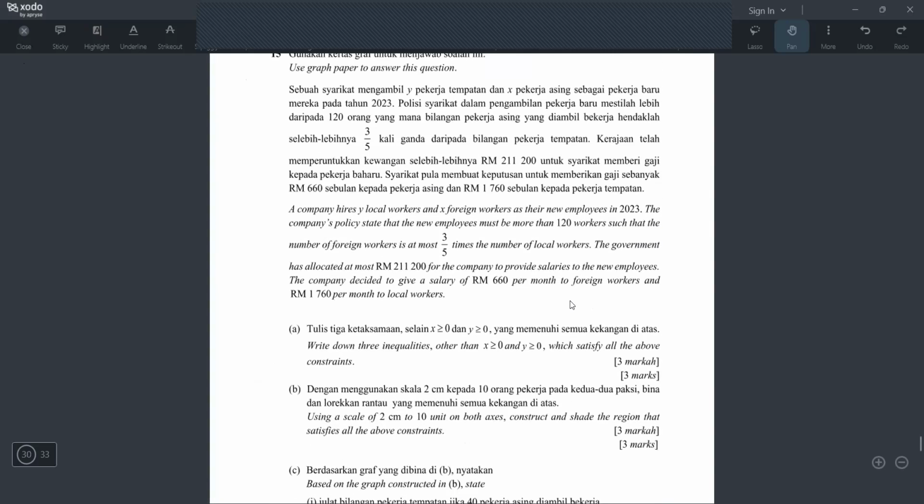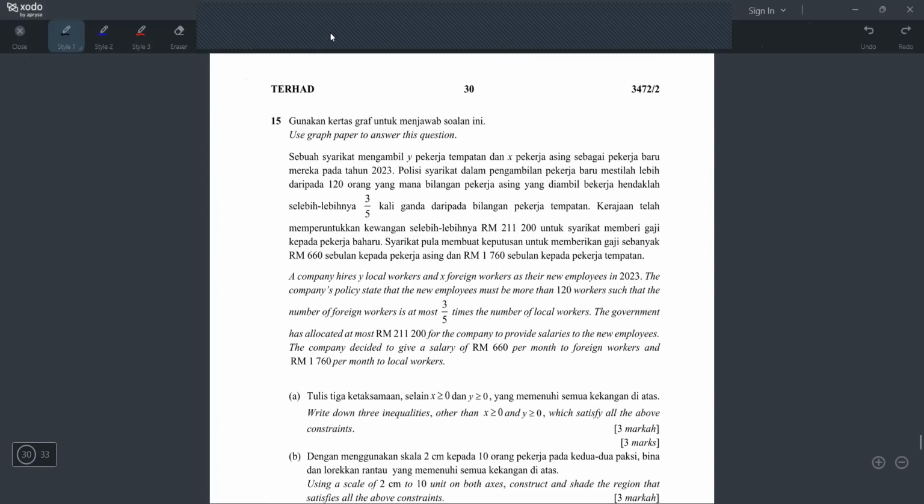All right. We are at our final question, number 15. Okay. So this is linear programming. You'll be using graph paper. All right, let's see. A company hires Y local workers and X foreign workers as their new employees in 2023. So we have foreign, we have local. Okay. Foreign, we have X, local, we have Y. X foreign, Y local. The company's policy states that the new employees must be more than 120 workers. New employee. Which one is new employee? Okay, I don't know, but let's just read first. The new employee. Oh, it means they never mention foreign, so it means the total lah.